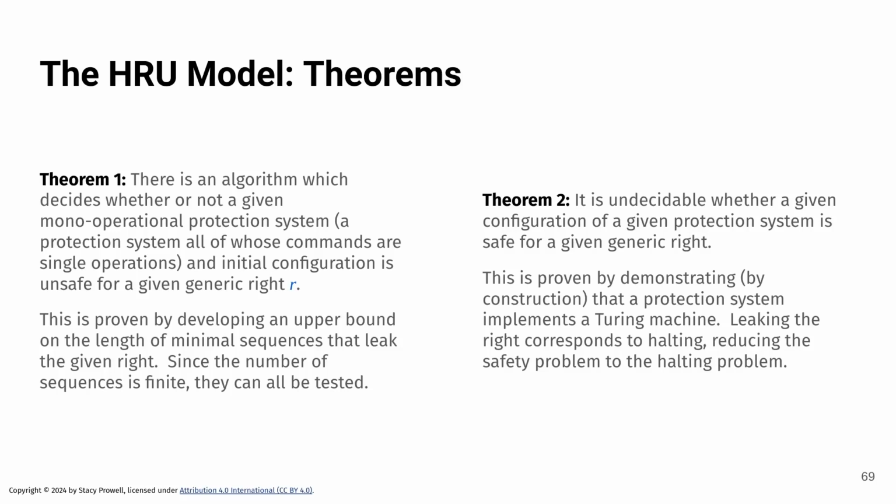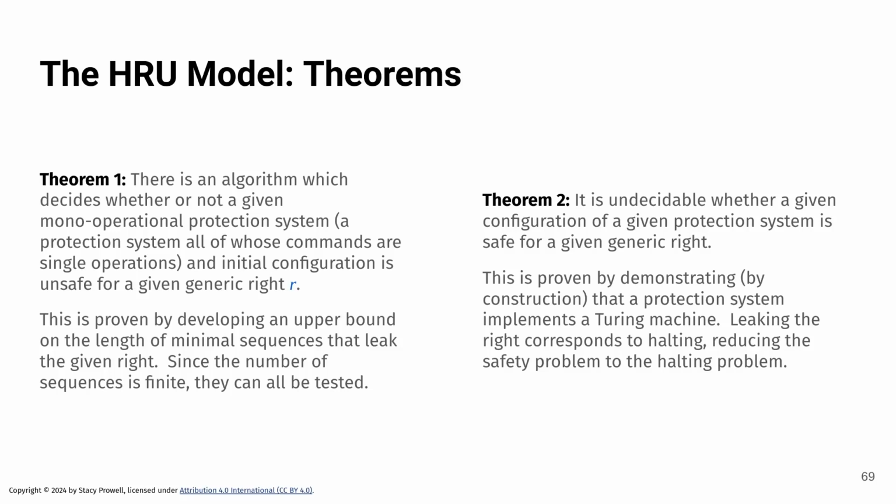So if I can solve that, if I can decide whether a given configuration of a protection system is safe for a generic right, I can in turn show that the Turing machine I encoded halts. Wow. I already know that I can't prove halting there, so something must have gone wrong.